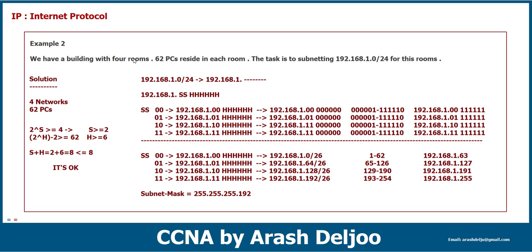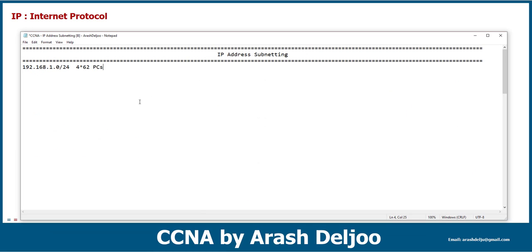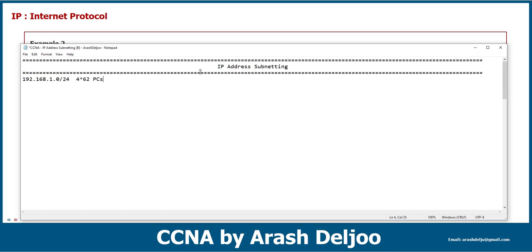You know that here we have 4 rooms, as we mentioned before. Look at here, 4 rooms, and in each room we have the same number of PCs, 62 PCs. This means that our requirement includes designing 4 networks. In each network we have 62 PCs. Let me solve this scenario in this notepad file. After that, we can compare our solution or our design with the design in this figure.